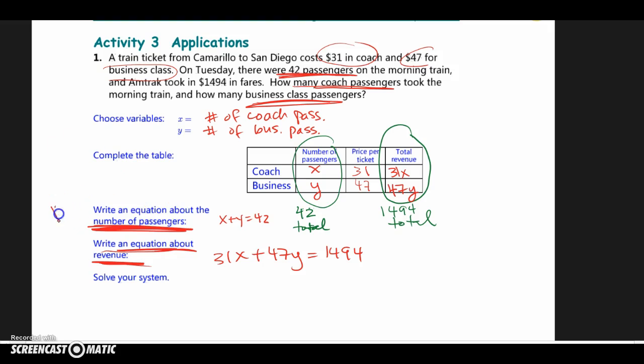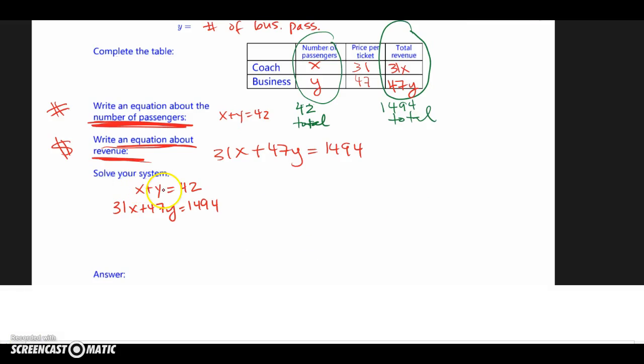So this one had to do with the number of tickets. This one had to do with the revenue that they brought in. And there's my system, equation 1, equation 2. Now it says solve your system, so I can either isolate X or Y and plug it into the other equation. That would be the substitution method and perfectly fine. Or I could use the elimination method since the X's are aligned, the Y's are aligned, and the numbers are aligned. And I think I'll go ahead and do that.